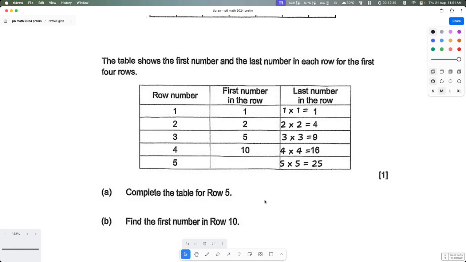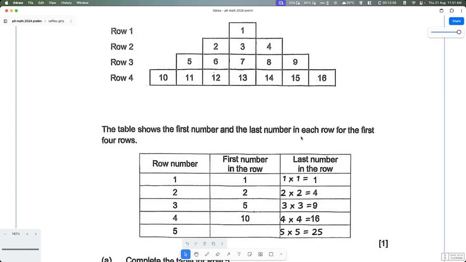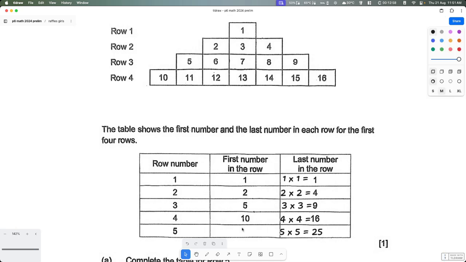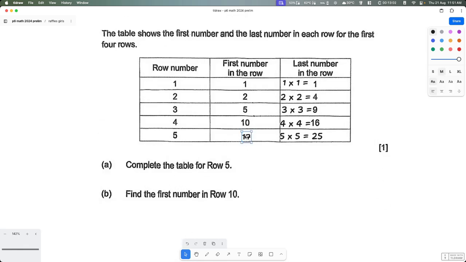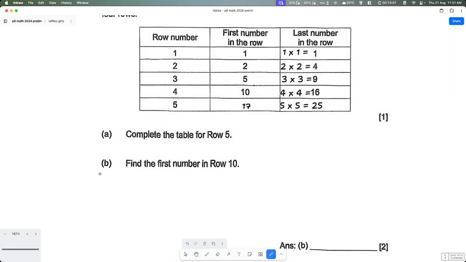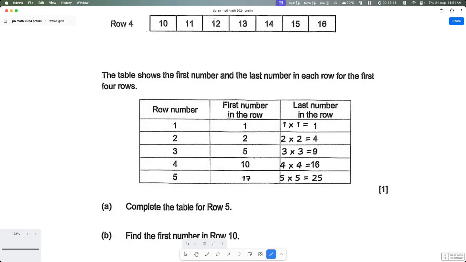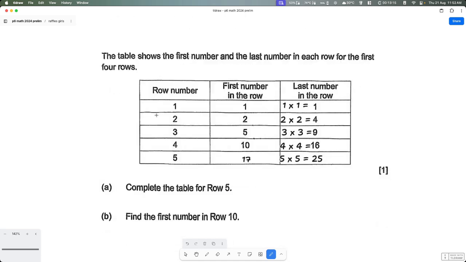Pretty straightforward. Next one, 1, 2, 5, and 10. The next number should be 17 here, so row 5 will be 17. I don't know what this pattern is, but we'll see. Let's go for part B. Part B says find the first number in row 10. Now let's get this going. We have 1, 2, 5, 10, 17.